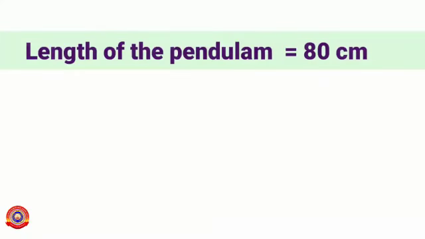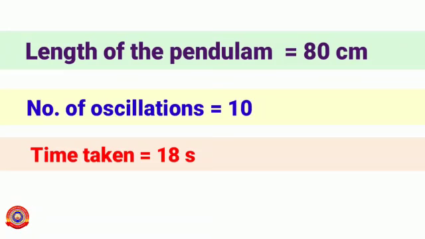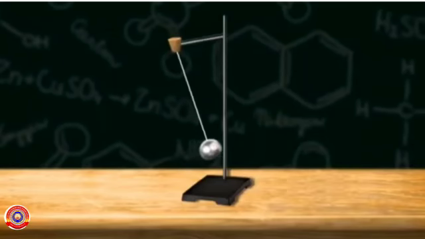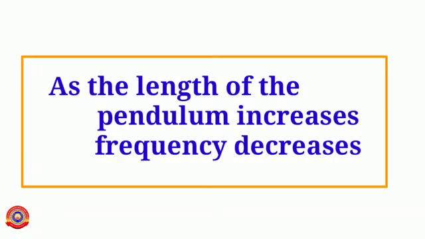Then change the length of the pendulum to 80 cm. If the time taken for 10 oscillations is 18 seconds, then frequency equal to 10 divided by 18, that is equal to 0.55 Hertz. What do you understand from this? Yes, as the length of the pendulum increases, frequency decreases.